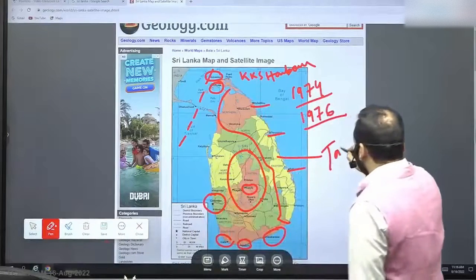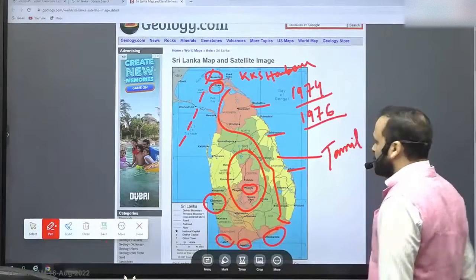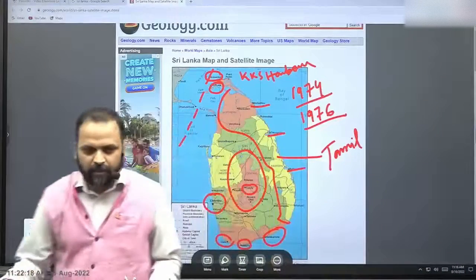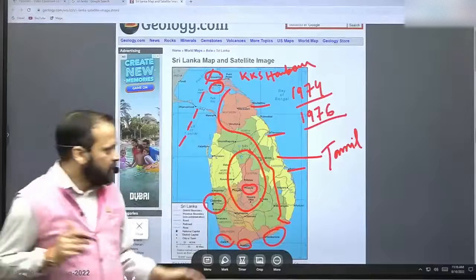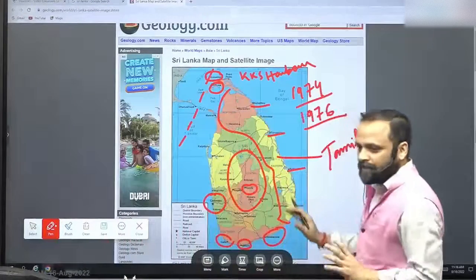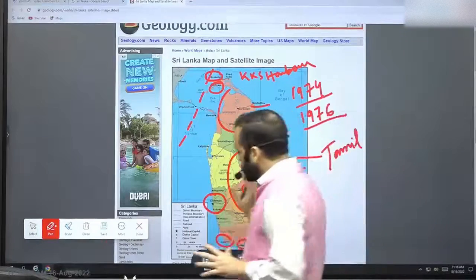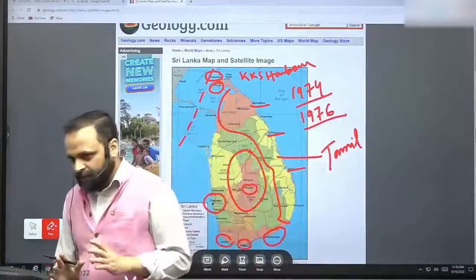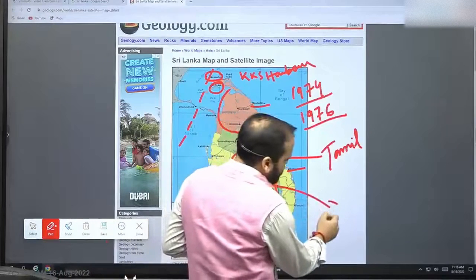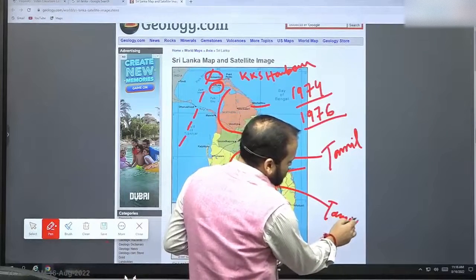Because this is where we find the concentration of Tamil population. Of course, around Colombo also there is a significant Tamil population, right? Central highlands of Sri Lanka. This is where the coffee, rubber and tea plantations in Sri Lanka are generally located. So why is this important? Because again here you have another Tamil community, right?